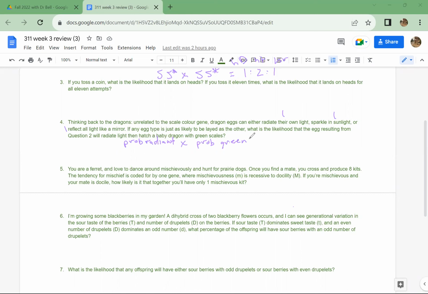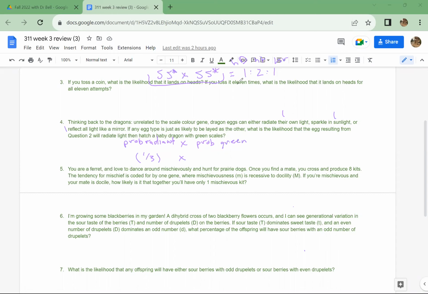So that's very simple. If any of these 3 conditions are just as likely as the other, it's like flipping a coin, but instead of 1 out of 2, since we have 3 options, it's 1 out of 3, times the probability that the dragon is green. What is the probability that any dragon resulting from this cross is going to be green? Remember, green is our phenotype, and we infer phenotype from genotype.